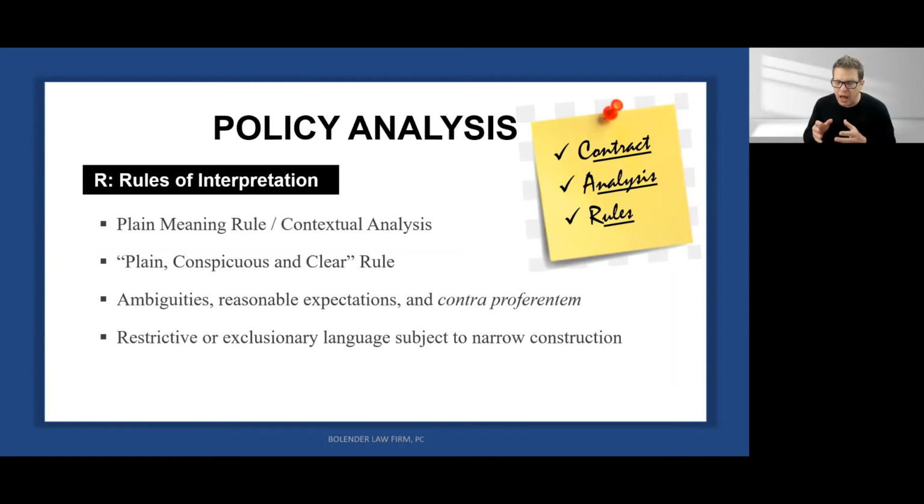Now, language will not be enforced by courts, however, if it is not plain, conspicuously placed in the policy, and clear. If policy language is ambiguous, courts will usually find in favor of the policyholder under the rationale that the insurance company is the drafter of the contract of insurance. But a court is not going to find an ambiguity unless the key language is subject to multiple reasonable interpretations, and one of those constructions provides coverage, and one of those constructions does not.